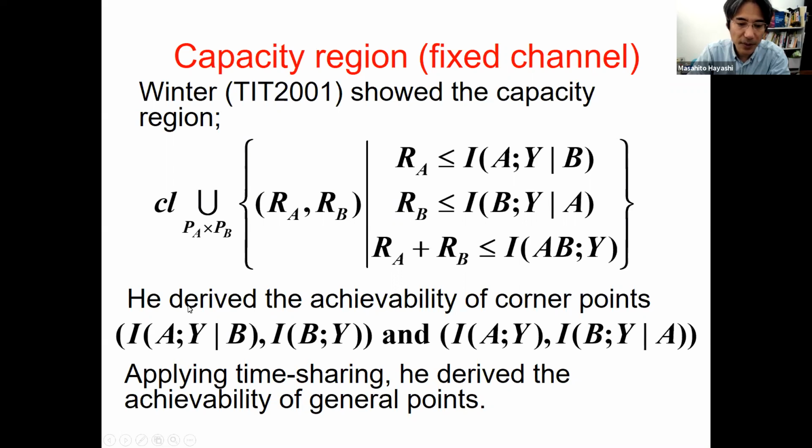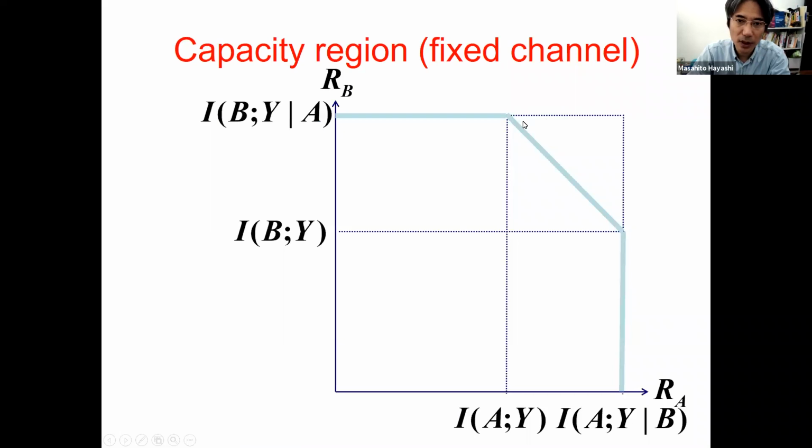This capacity region can be attained by applying time sharing and achievability of corner points. So what is the corner point? The corner point is this one. For example, the capacity region is displayed in this way. In that case, this point and this point are corner points. And Andreas Winter showed the achievability of corner points, and he applied time sharing. Then we can achieve this general point.